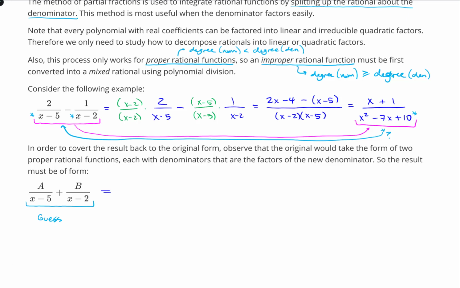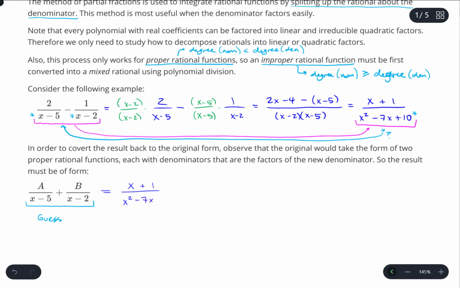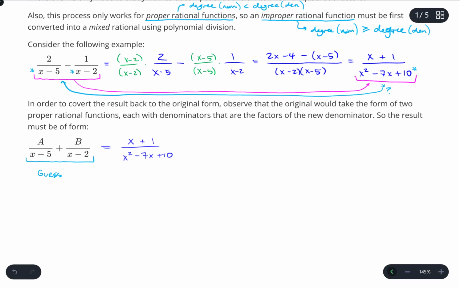Now I know that this should be equal to the end product. So how do we go about determining what A and B are to make all of the rest work out? Well, the first thing that we can do is multiply everything in this equation by these denominators and get rid of them.